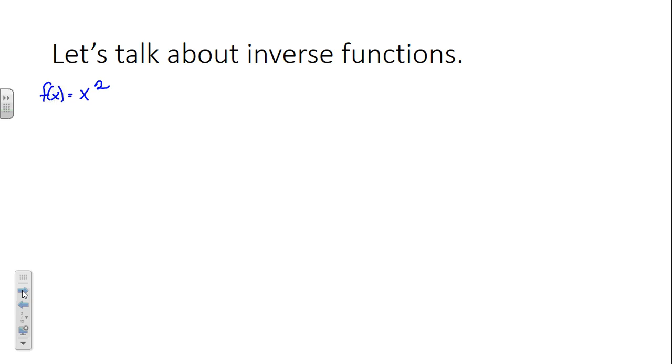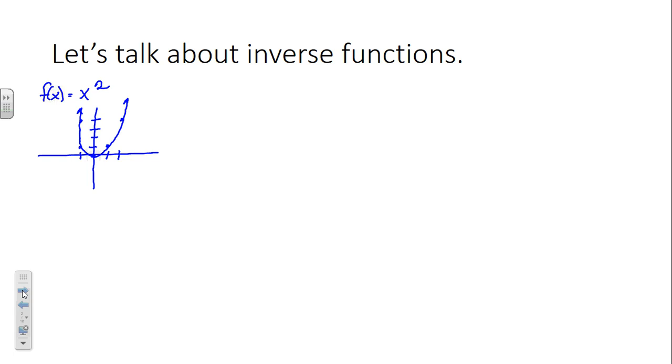Parabola with a vertex at 0, 0, opening up, right? Okay, so parabola, vertex at 0, 0, opening up. At 1 over, we're 1 up, and 2 over, we're 4 up, and we quickly sketch our graph. Okay, what is the inverse of x squared?